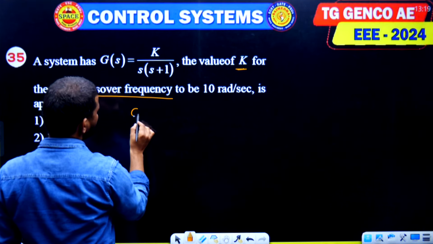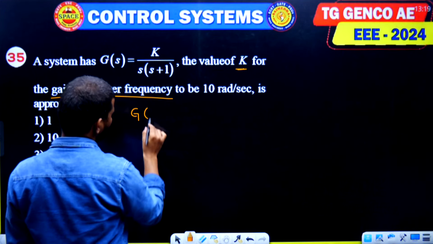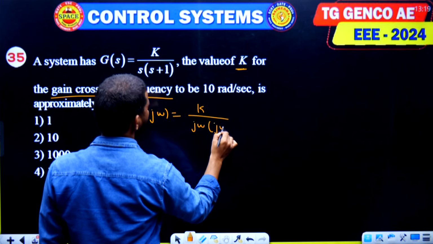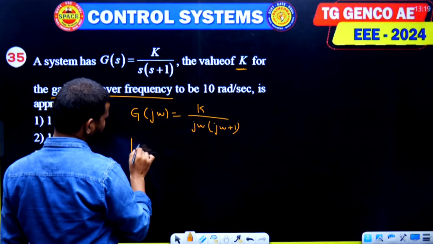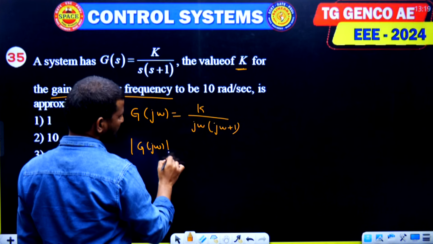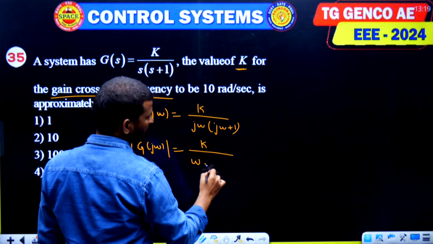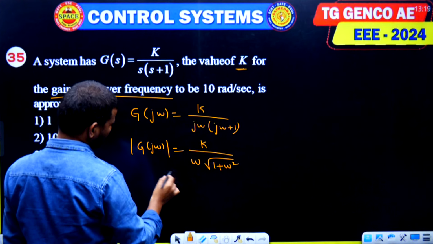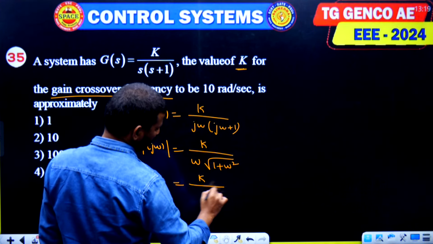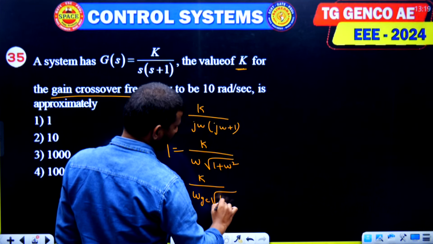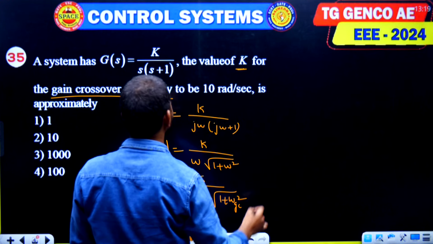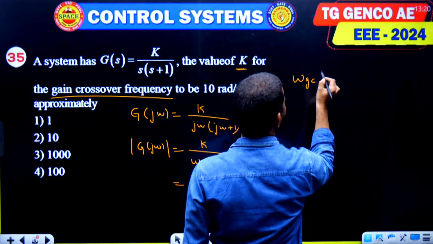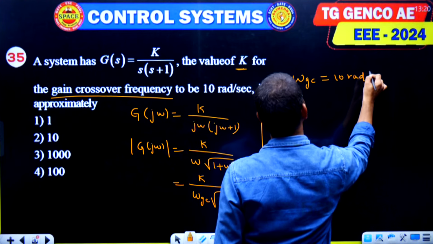Firstly, I am going to substitute the s domain with the j omega domain here. G of j omega is equal to k by j omega into (j omega plus 1). Let me apply the modulus on both sides. It is going to be k divided by omega into root over 1 plus omega square. With respect to the gain crossover frequency, this is going to be k divided by omega gc into root over 1 plus omega gc whole square. Given omega gc as 10 radians per second.